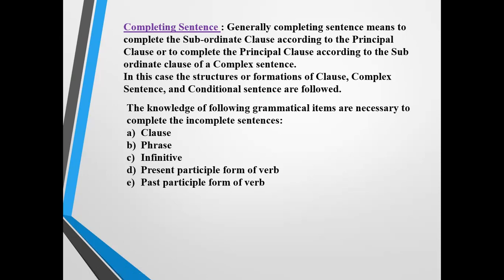The knowledge of the following grammatical items is necessary to complete incomplete sentences. The items are clause, phrase, infinitive, present participle form of verb, and past participle form of verbs. If you have a clear-cut idea about clause, phrase, infinitive, and conjugation of verbs, you can make an incomplete sentence properly complete.